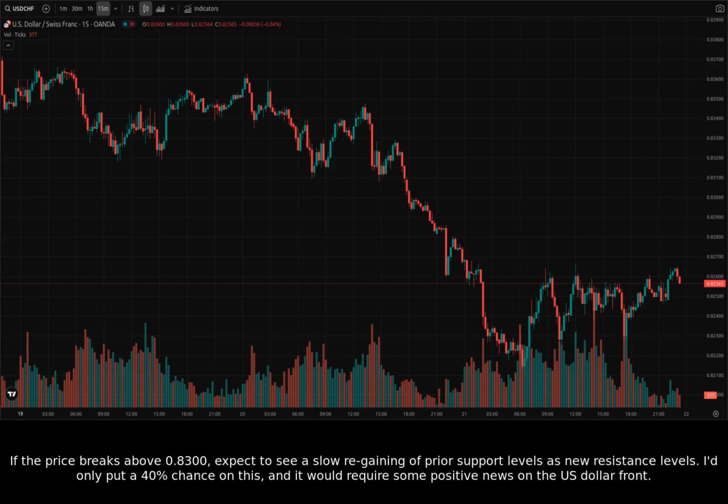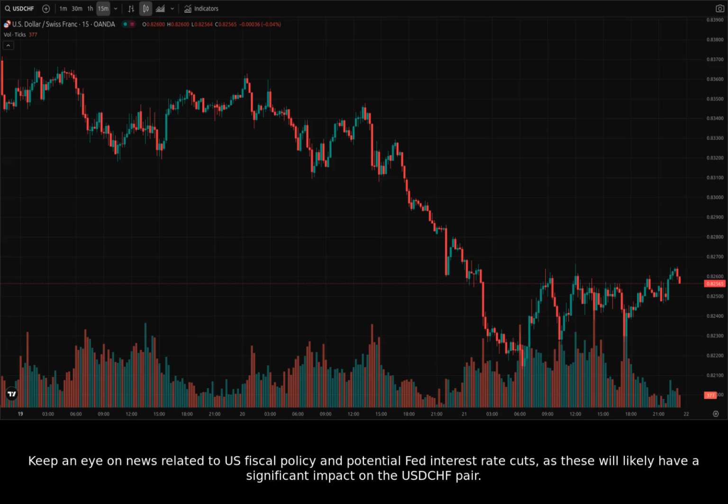If the price breaks above 0.8300, expect to see a slow regaining of prior support levels as new resistance levels. I'd only put a 40% chance on this, and it would require some positive news on the US dollar front. Keep an eye on news related to US fiscal policy and potential Fed interest rate cuts, as these will likely have a significant impact on the USDCHF pair.